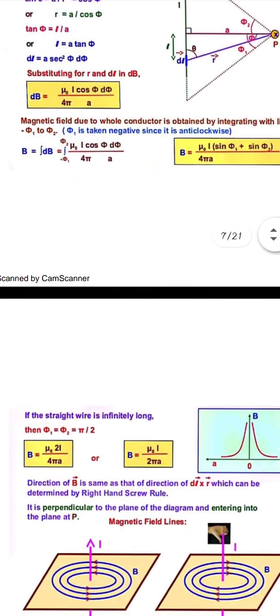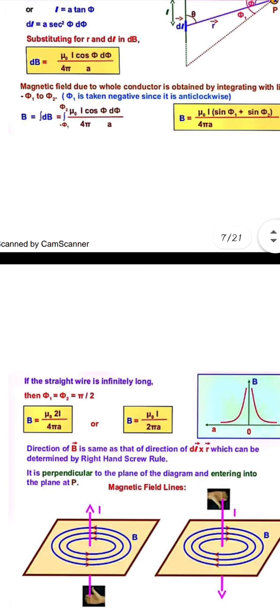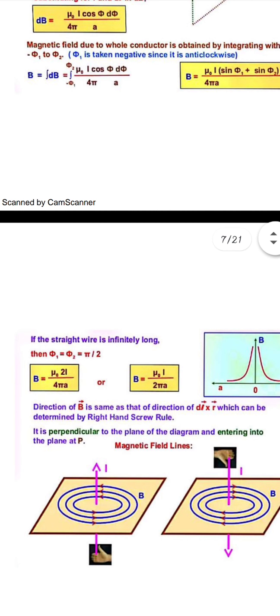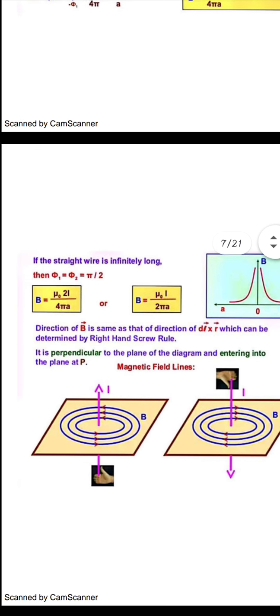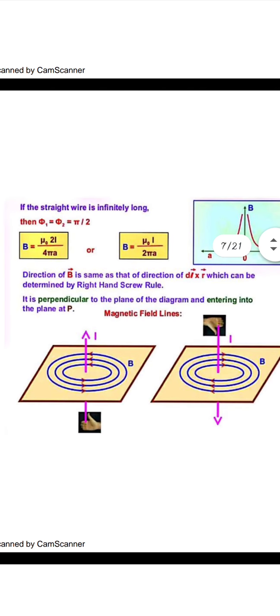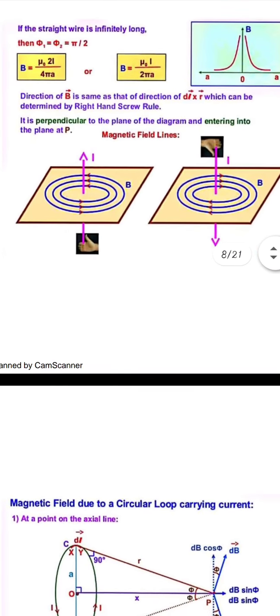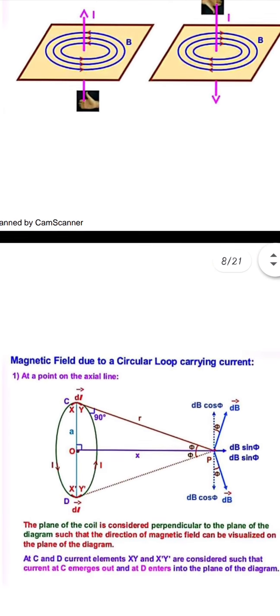Okay, so if the wire is infinitely long, then the values of phi 1 and phi 2 will be taken as 90 degrees each. If it is finite, then one is taken as 0 and one as 90. But if it is infinitely long, both will be taken as 90 degrees. From there, sin phi 1 will be 1 and sin phi 2 will also be 1, and 1 plus 1 will be 2. So it will be mu naught I upon 2 pi a. So this is the relation of the magnetic field at a point P due to the straight current carrying wire.